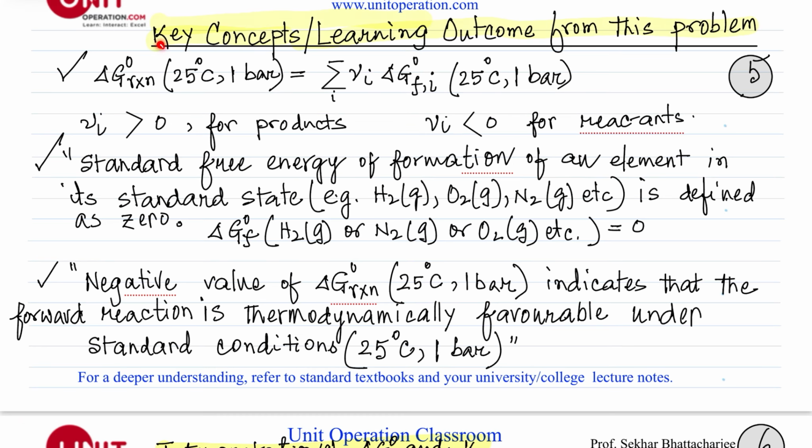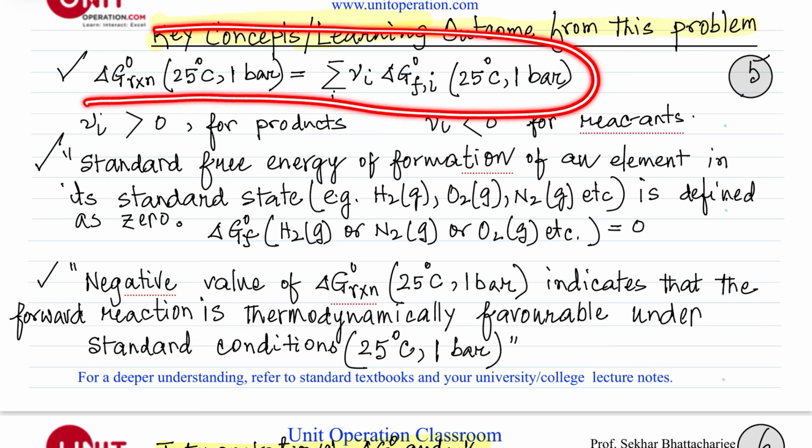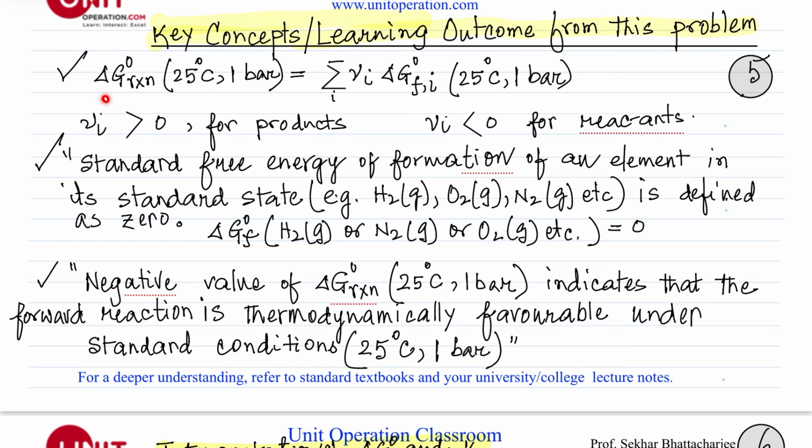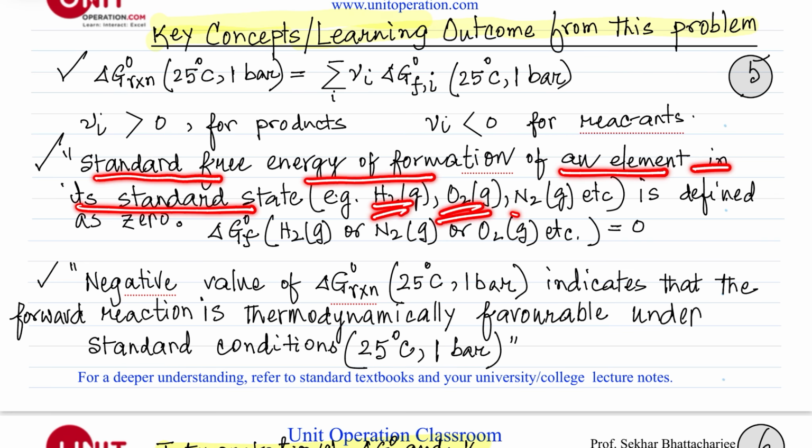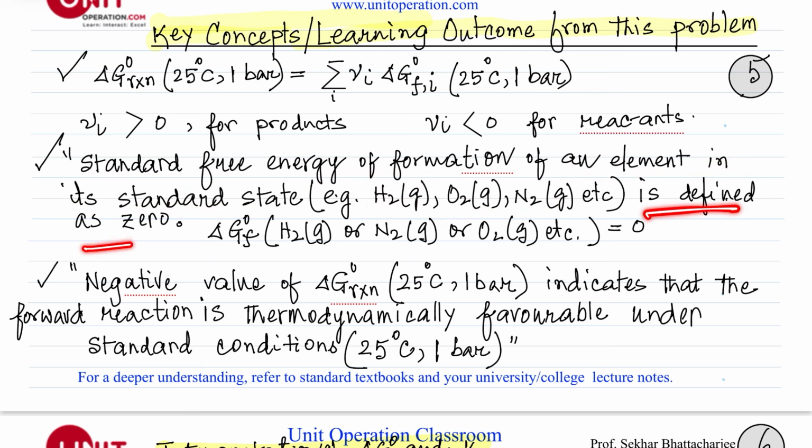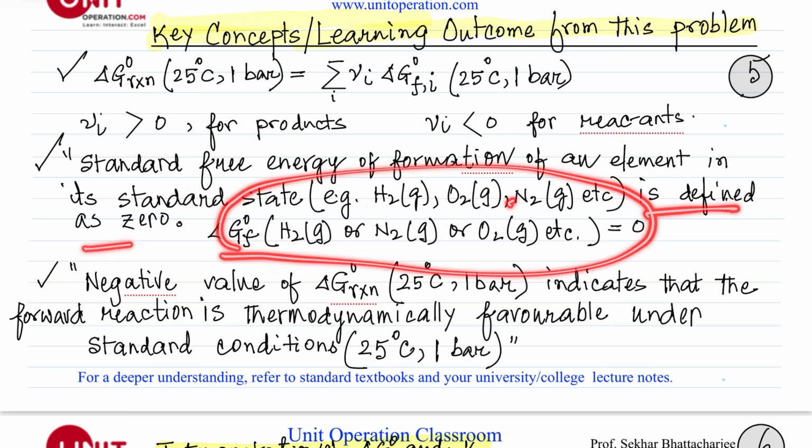So what are the key concepts and the learning outcomes from this problem? First of all, to calculate the Gibbs energy of reaction, we use this equation: the Gibbs energy of reaction comes from the Gibbs energy of formation for each reactant and product and the corresponding stoichiometric coefficients, where the stoichiometric coefficients are positive for products and negative for reactants. The second learning outcome is that the standard free energy of formation of an element in its standard state, for example hydrogen, oxygen, nitrogen, permanent gases, is defined as zero. Please see a standard textbook for your lecture notes.